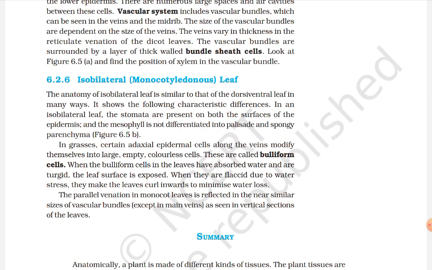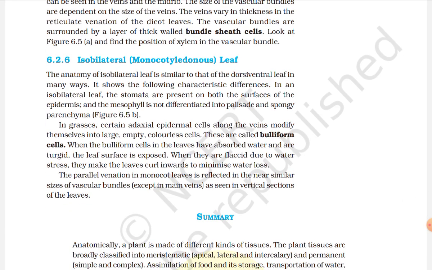In grasses, certain adaxial epidermal cells along the veins modify themselves into large empty colorless cells. These are called bulliform cells. When the bulliform cells in the leaves have absorbed water and are turgid, the leaf surface is exposed. When they are flaccid due to water stress, they make the leaves curl inward to minimize water loss. The parallel venation in monocot leaves is reflected in the near similar sizes of vascular bundles except in main veins as seen in the vertical sections of the leaves.